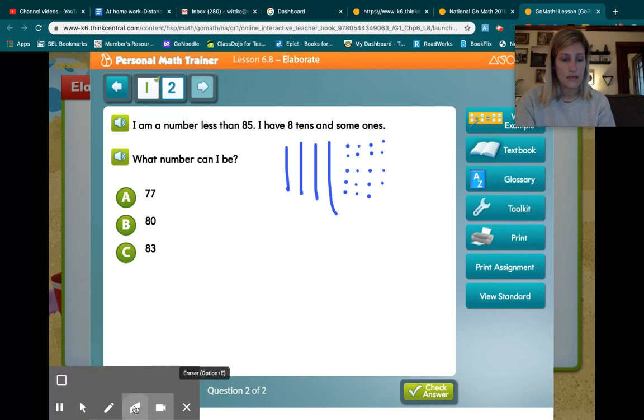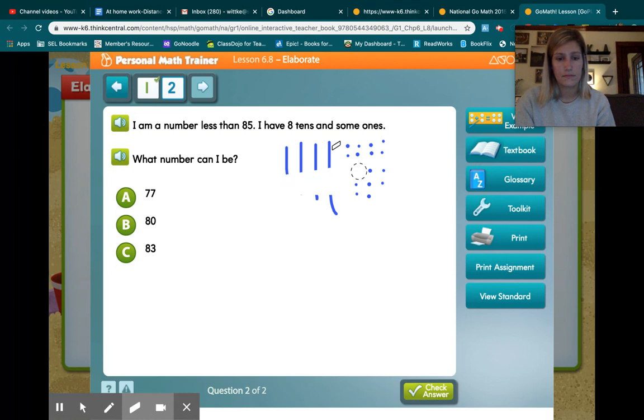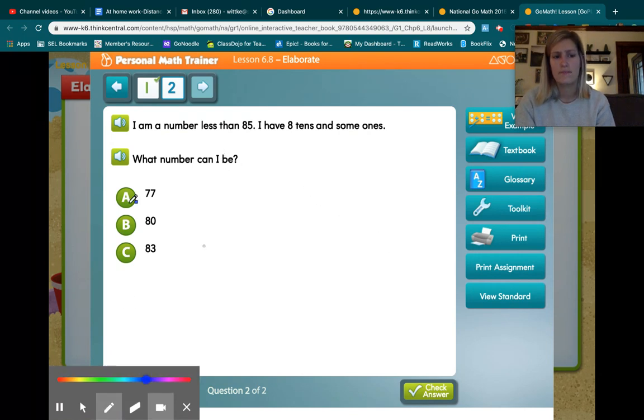Let me erase. And let's read. It says, I am a number less than 85. I have 8 tens and some ones. Which number can I be? So let's focus on what we know first and we might be able to cross them out. I'm a number less than 85. Which numbers would be less than 85? They all are. So we can't cross anything out from that.